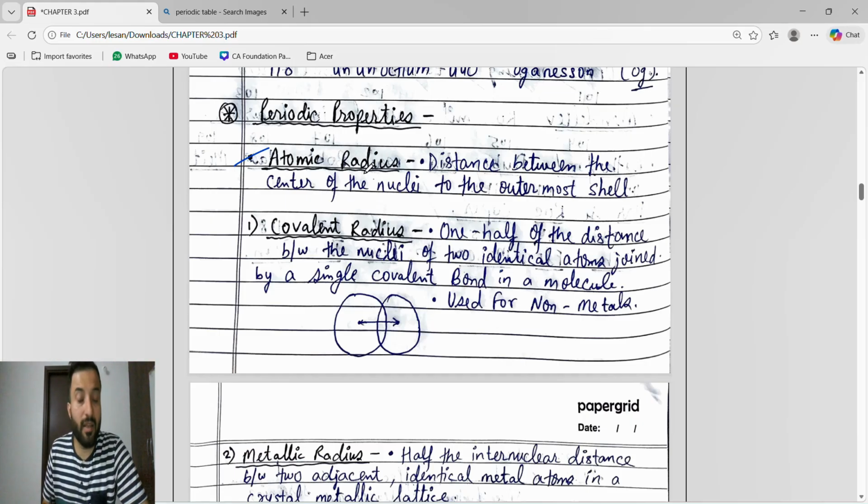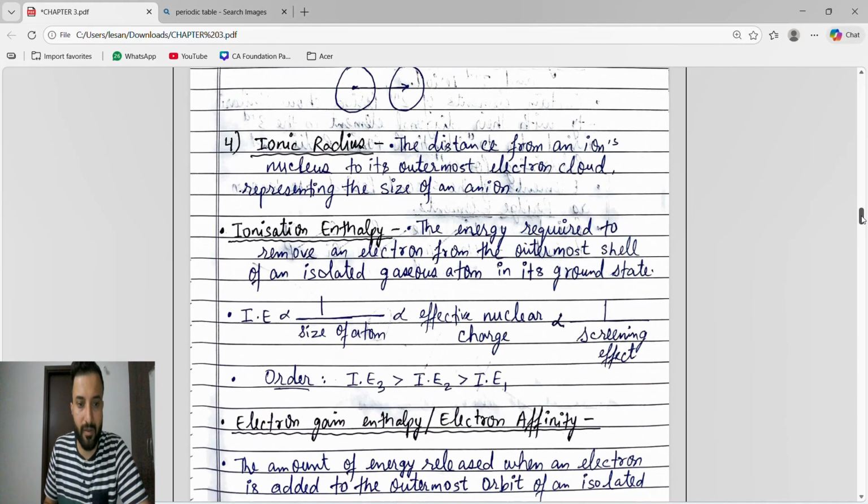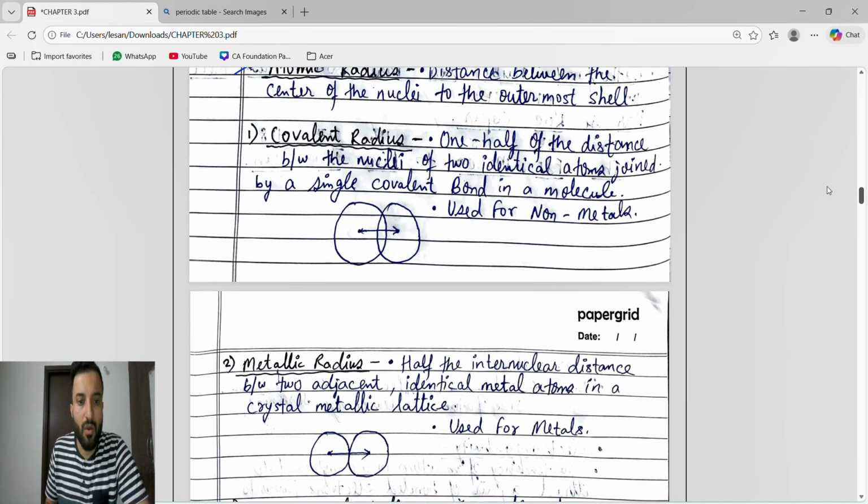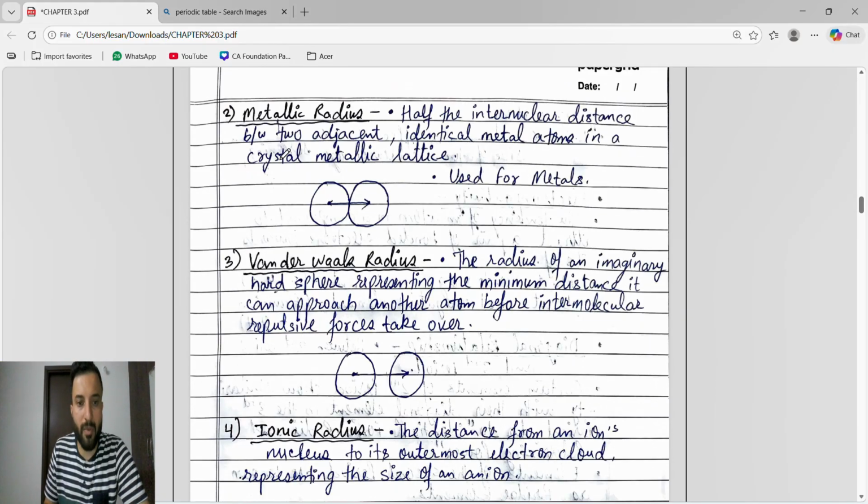So guys, we have 4 types of atomic radius here. First is covalent radius, when two atoms overlap each other, this is the overlapping part. Next is metallic radius, when they are not overlapping, just touching the boundary. Then van der Waals radius, where both are very far.